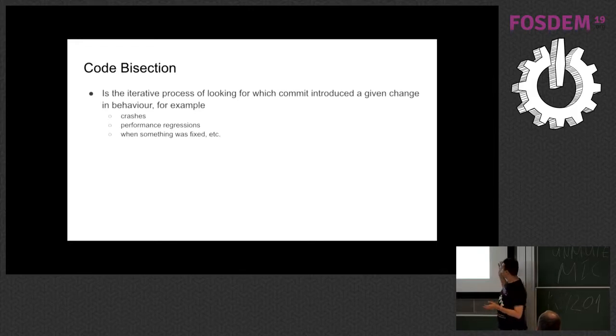A little bit of theory then. Code bisection is the process of looking backwards on a given repository, trying to find a specific change in behavior. It can be crashes, it can be performance regressions. And you might as well be looking for when something was fixed, so it was not working and now it is working, and I'm interested to know who fixed it, or if the fix was a side effect of another change.